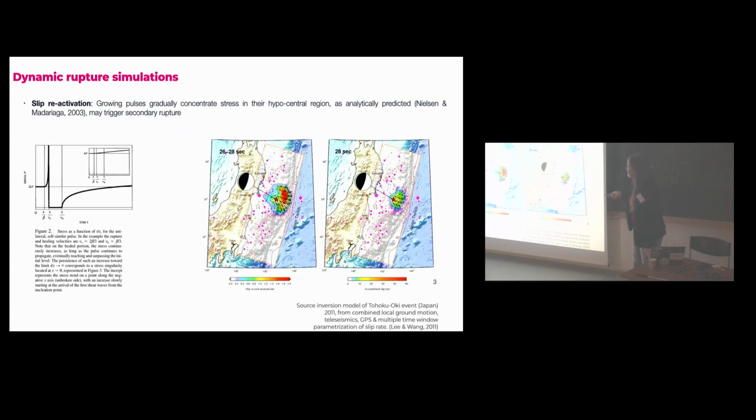And this is one example where you could interpret that this is something that happens in nature. This is a slip inversion of the Tohoku earthquake. You see slip rate, so the speed of slip, and the slip evolving here. And you can see three episodes of rupture propagating away from the hypocenter during the same event.